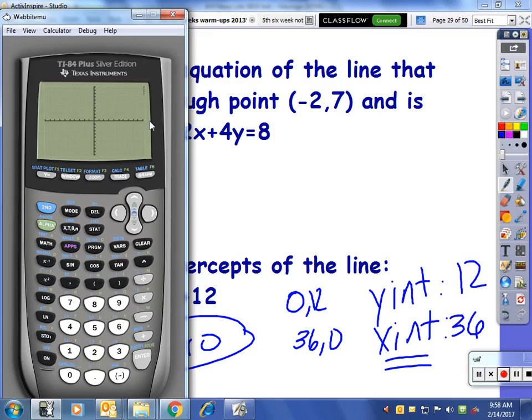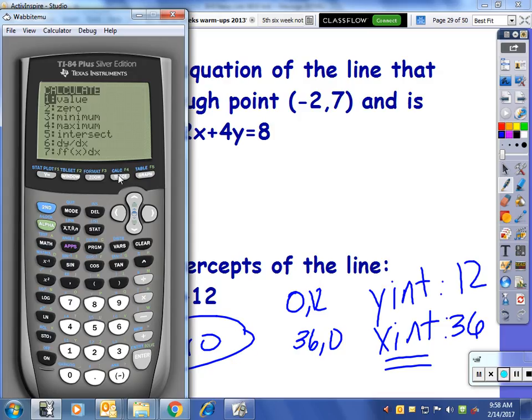Now the problem is this isn't crossing the x-axis until 36. That's way off of my picture. So what would I have to do? I can't even see any of the line. I'd have to zoom. The y-intercept is way up here at 12. The x-intercept is at 36. You see how I see just a little portion of it right there? I'd have to zoom out or edit the window.